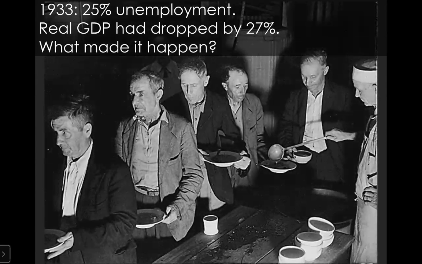And we have seen this before, right? So now we are pretty much in a position to understand what caused the trouble to the economy. Like the worst trouble we have documented in human history. In 1933, there was a 25% unemployment rate, and the real GDP had dropped by 27%. Now we are ready to understand what made it happen.